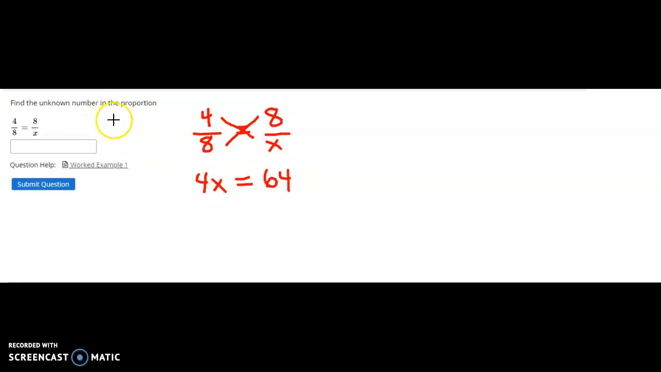Now this one we know is true because we're told this is a proportion. So when it's a proportion, you can cross multiply and you know that those ratios are actually equal to each other. Okay, so we have 4x equals 8 times 8, or 64. We're going to just divide by 4 and solve. So 64 divided by 4, x equals 16. And if we put this in over here, you can see 4 over 8 and 8 over 16 would both simplify to 1/2. So we can see once again that it is a true proportion.